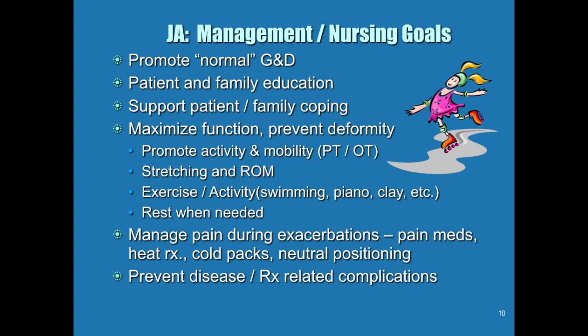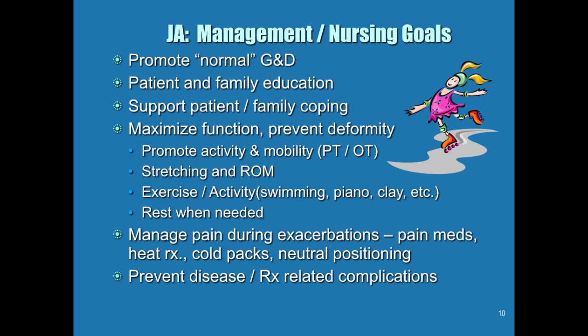Provide the patient and family education. Provide patient and family coping support. Get them involved with the Juvenile Arthritis Foundation. There's a multitude of resources for them. Maximize their function and prevent deformity. So you want this kid to get up, be active, and mobile. And so our clinical partners, physical therapy and occupational therapy, need to be a part of this child's care.